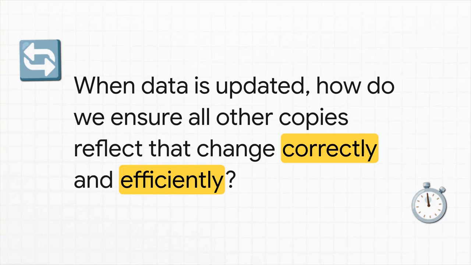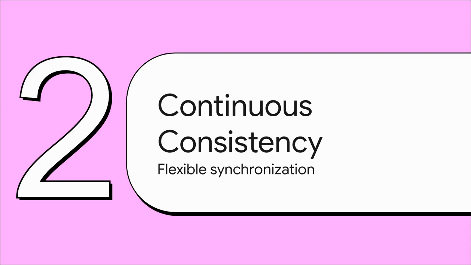There's this constant battle between correctness and performance. If we're super strict about keeping everything perfectly updated all the time, well, the whole system can slow down to a crawl. But if we're too relaxed about it, users might start seeing outdated or just plain wrong information. This, right here, is the consistency dilemma. So, how do we start to solve this?